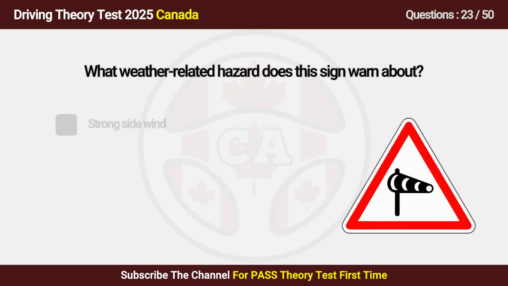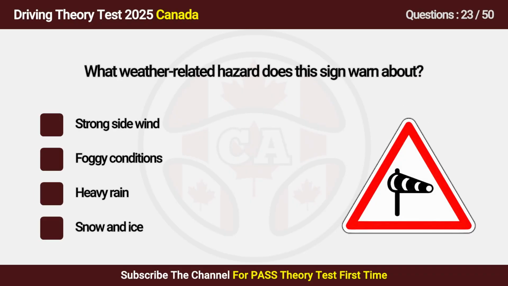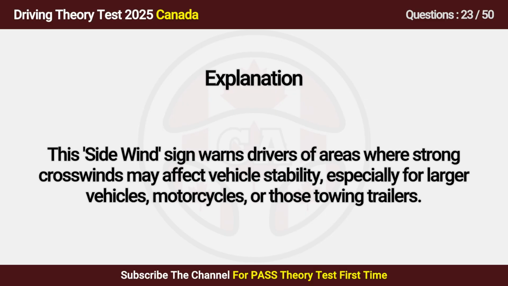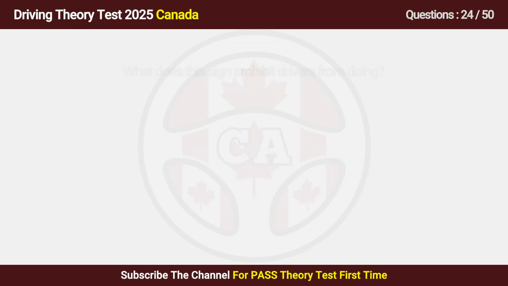Question 23. What hazard does this sign warn about? A. Strong side wind. B. Foggy conditions. C. Heavy rain. D. Snow and ice. Answer is A. Strong side wind. This side wind sign warns drivers of areas where strong crosswinds may affect vehicle stability, especially for larger vehicles, motorcycles, or those towing trailers.